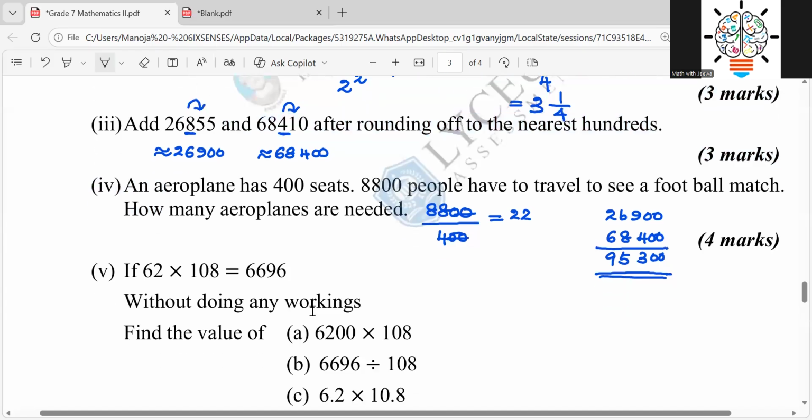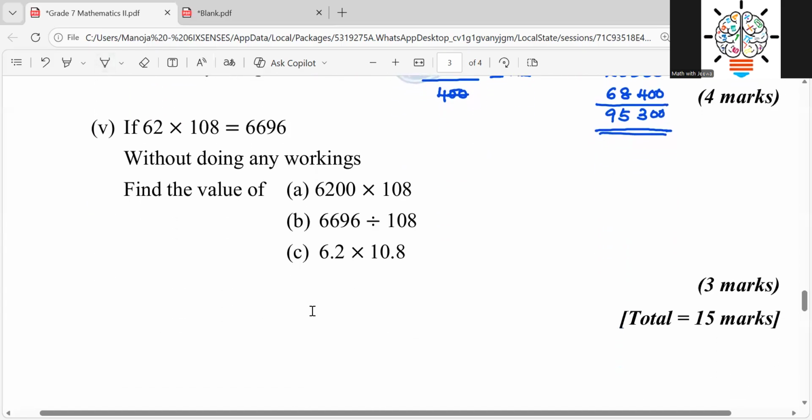This is a very popular and very tricky question, children. Now you just imagine that if you have 62 multiplied by 108, the answer it gives you is 6,696, right? And in part A, what has happened? 108 you have as it is. Nothing happened. But instead of 62, they have written 6,200. That means they have multiplied 62 by 100. That is how they get the answer.